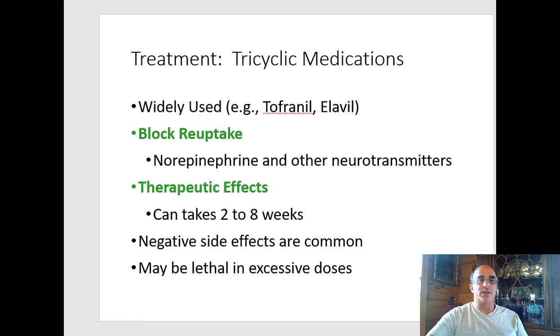In terms of depression, the tricyclic medications were widely used, and these block reuptake of norepinephrine and other neurotransmitters. Their therapeutic effects can take anywhere between 2 and 8 weeks. Unfortunately, for the tricyclic medications, negative side effects are common, and excessive dosages could be lethal. So they're not the first choice of treatment for individuals with depression.